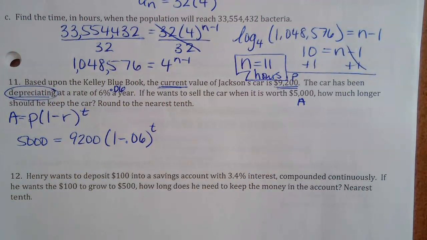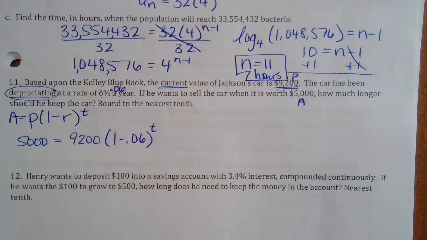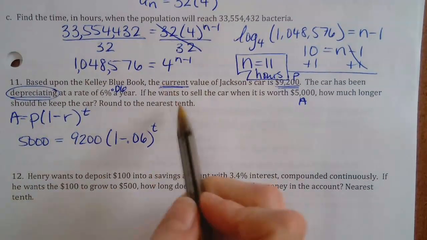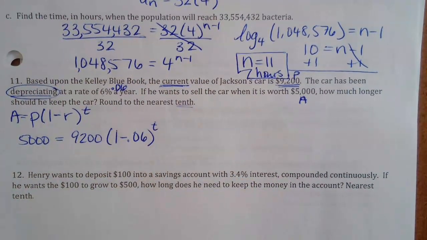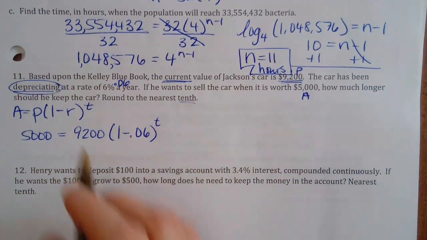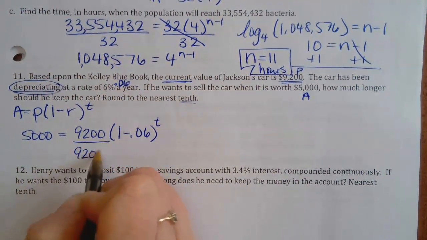Now, on the last two examples, I said you could get common bases and drop the base if you want to, because I knew that those were going to work out. In this one, it's telling me nearest tenth, so we're probably not going to have that as an option. So I have to use logs on this question.